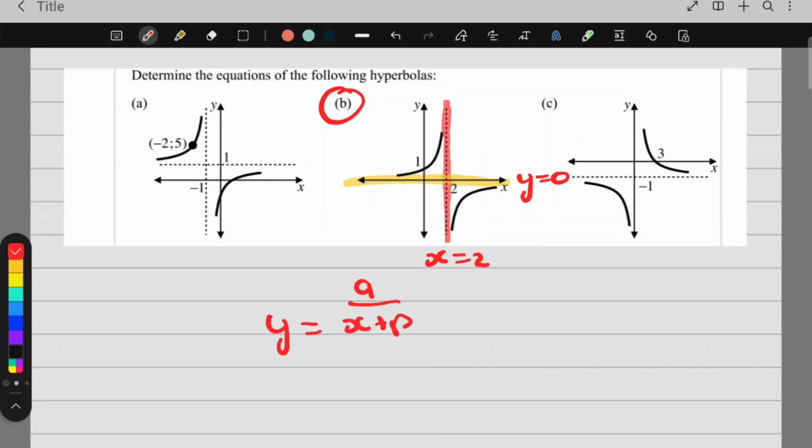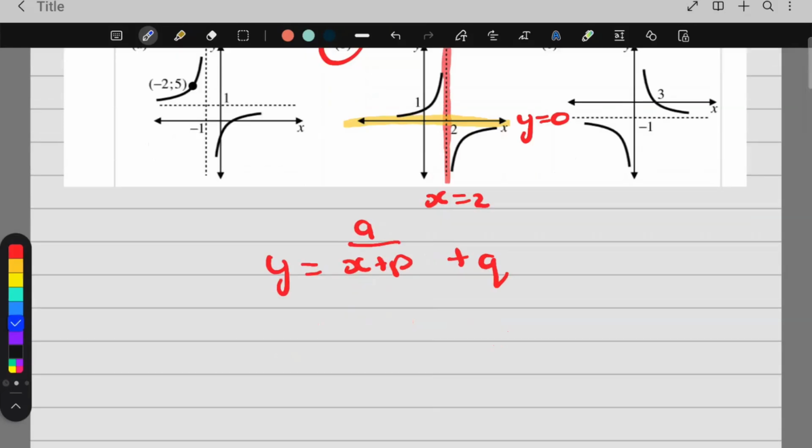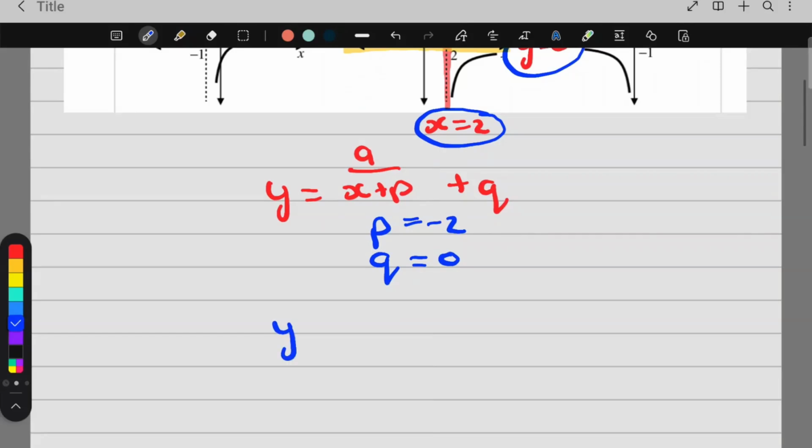I'm going to write my standard form down. Step number 1, I fill in the value for P and Q. P refers to the vertical asymptote, the one over here. If it's a positive 2, P is a negative 2. Q refers to the horizontal asymptote, which is this line over here. So Q is 0. So now I'm going to put that in: y is equal to A over x minus 2, and then plus 0. You can leave the 0 out or you can write it down, it doesn't matter. Then our final step is to solve for this A over here.